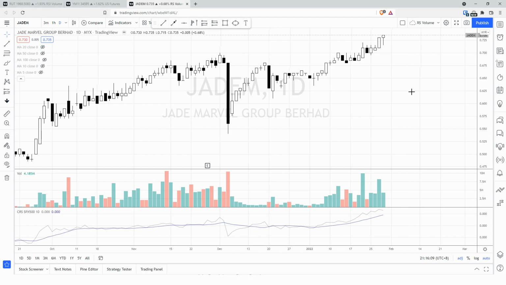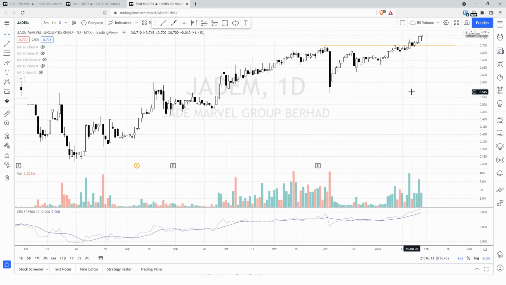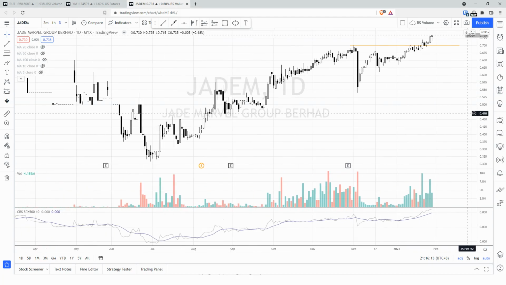JADEM, not a stock that I am keen on because it's very speculative. But depending on the structure, it might still be going up. I covered it last Sunday, but still it only broke out on the Thursday. So this is the breakout bar, and likely it will just continue to go up.